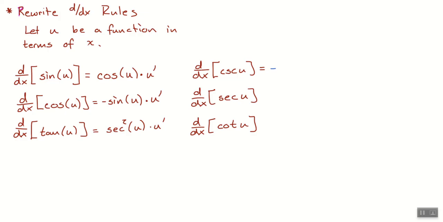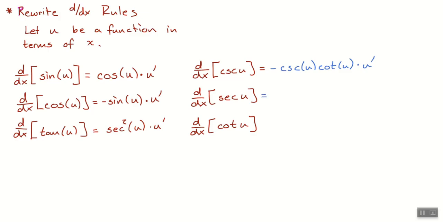Cosecant, I know it's negative. Why? Because it's a cofunction. Now, I think it's going to be cosecant x, cotangent x, is what I think it's going to be. Okay. That's right. Now, it's not x, though. It's cosecant u, cotangent u, times one more thing. U prime. We have to take the derivative of the inside.